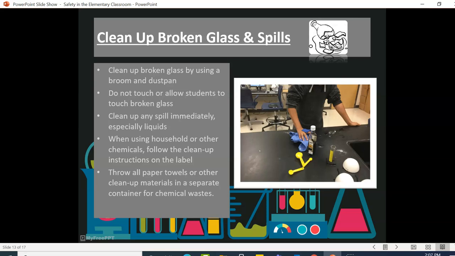Clean up any spill immediately, especially a liquid spill. This will prevent further contamination of the work area and the possibility of slipping, falling, or tracking the chemical to another location. When using household or other chemicals, follow the cleanup instructions on the label. Throw away all paper towels or other cleanup materials in a separate container for chemical waste. Do not put chemical waste in the normal trash containers.